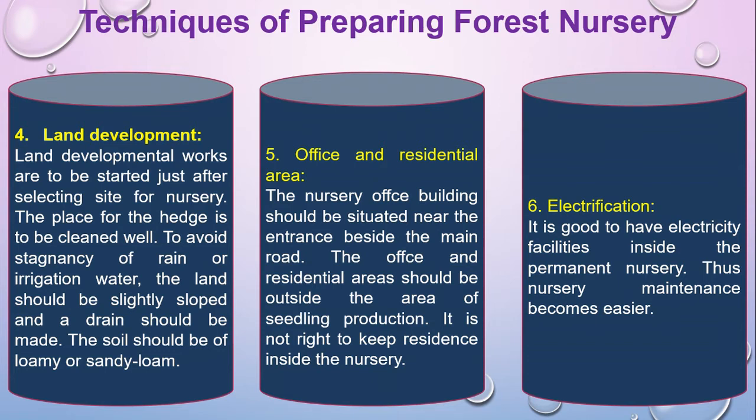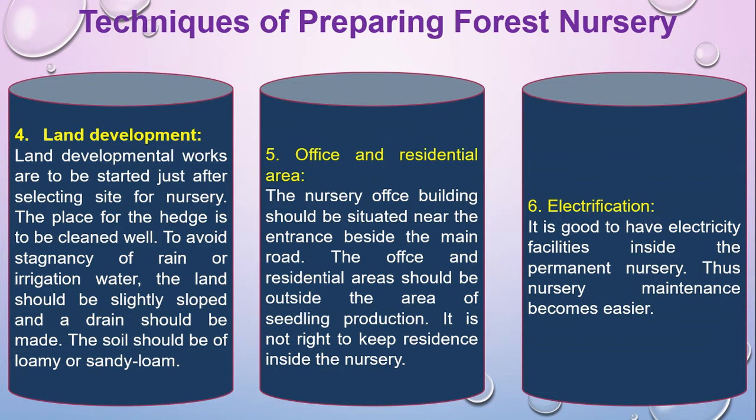Next one is electrification. It is good to have an electricity facility inside the permanent nursery. Thus, nursery maintenance becomes easier. That means if you have no electricity, then you cannot use your irrigation water pump. At night time, you can put some lights in the place. If you do not have electricity, you cannot do that. You can provide some light for security at night time.